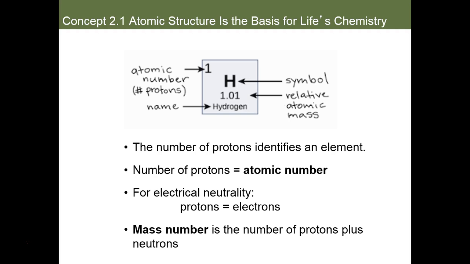The number of protons identifies the element, which gives the element its atomic number. Hydrogen's atomic number here, as an example, is 1. In order for the element to be neutral, protons must equal electrons. The mass number is the number of protons and neutrons. Protons and neutrons both contribute to the element's weight.